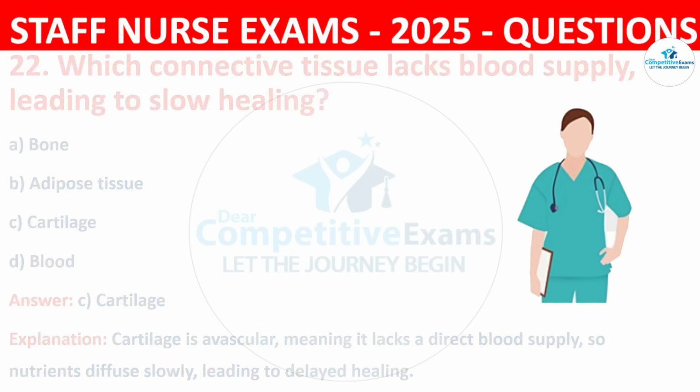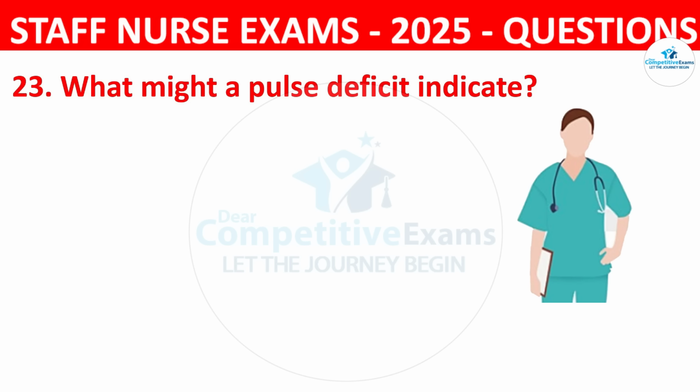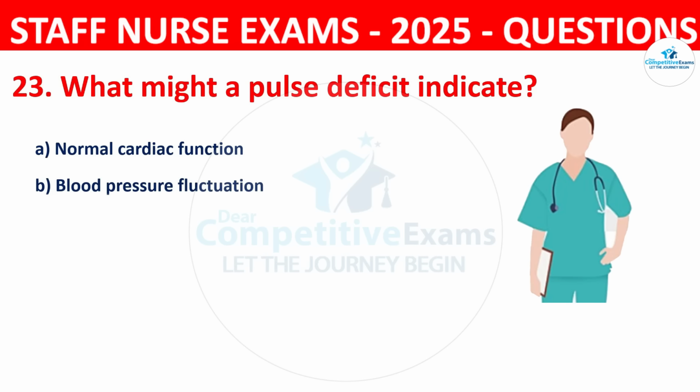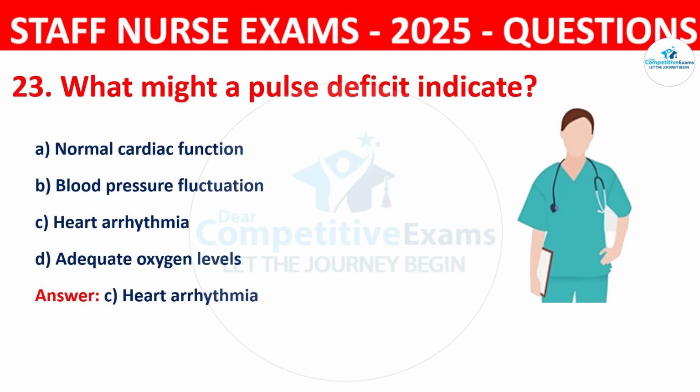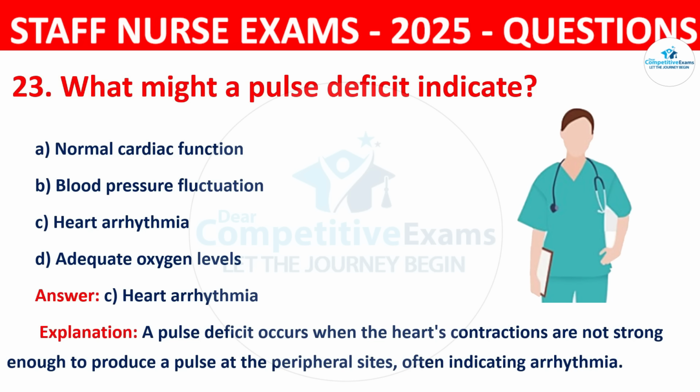Question number 23. What might a pulse deficit indicate? The options are normal cardiac function, blood pressure fluctuation, heart arrhythmia, or adequate oxygen levels. The correct answer is C, that is heart arrhythmia. A pulse deficit occurs when the heart's contractions are not strong enough to produce a pulse at the peripheral sites, often indicating arrhythmia.